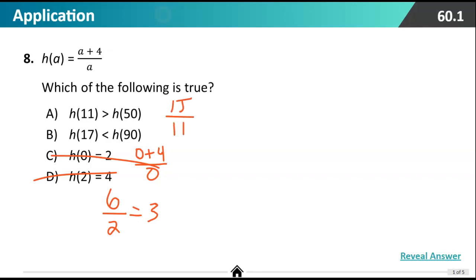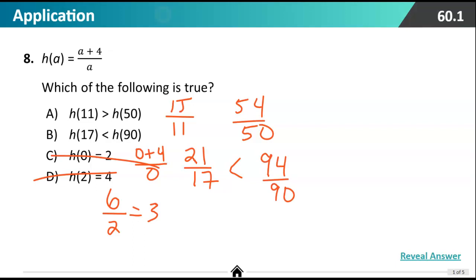How does that compare to 54 divided by 50? Or 21 divided by 17. Is that going to be less than 94 divided by 90? This fraction is very close to 1, so it's actually going to be smaller than 21 over 17, so our answer is going to be answer A.